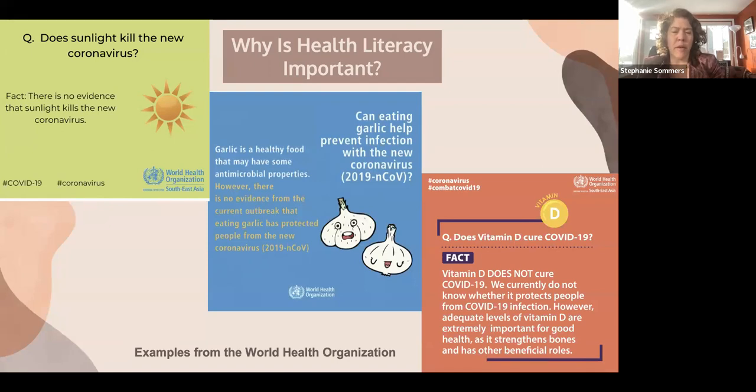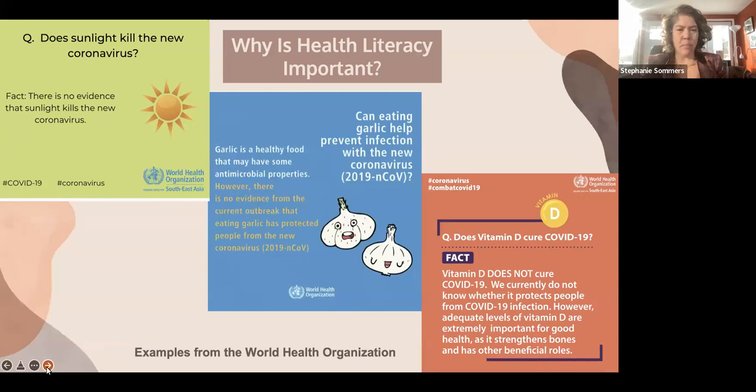But also part of health literacy is being able to determine the good, reliable information from the less reliable information. These examples come from the World Health Organization website. I'm sure that we could all name a lot of other examples of some less than accurate health information that we've seen circulating over the past couple of years.